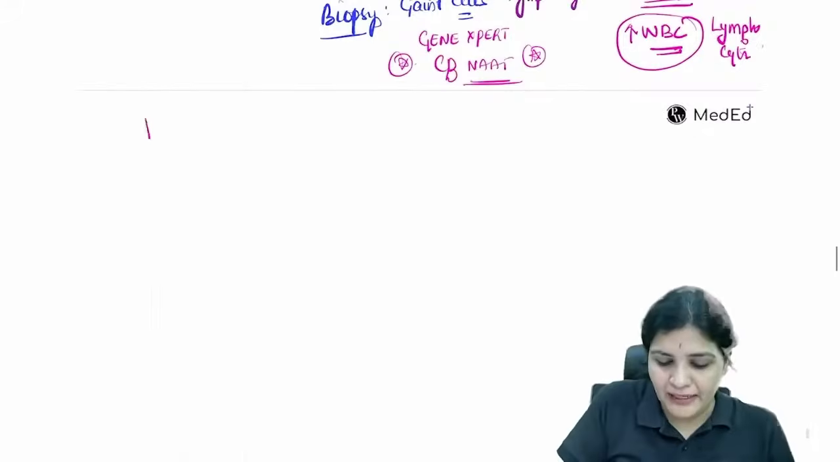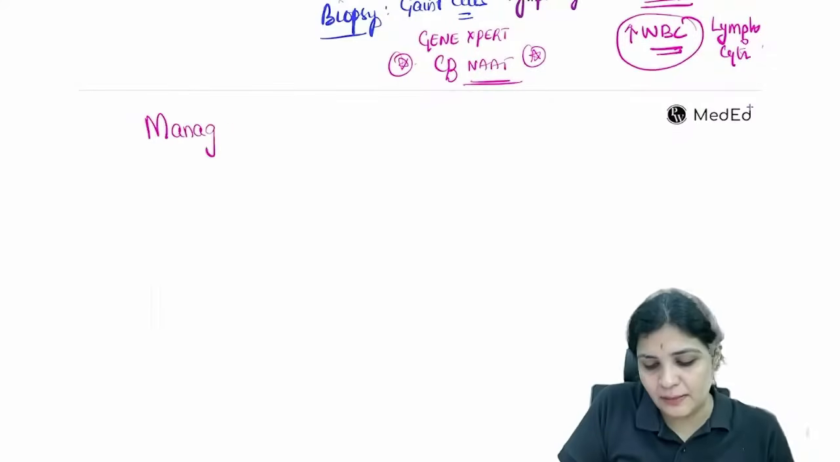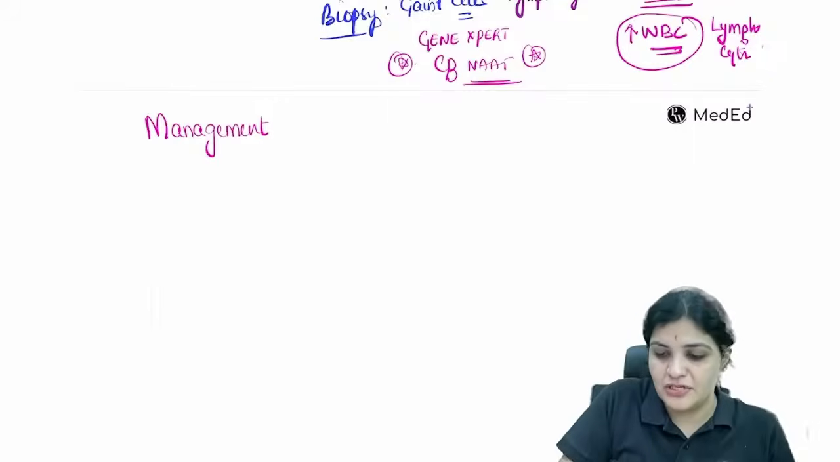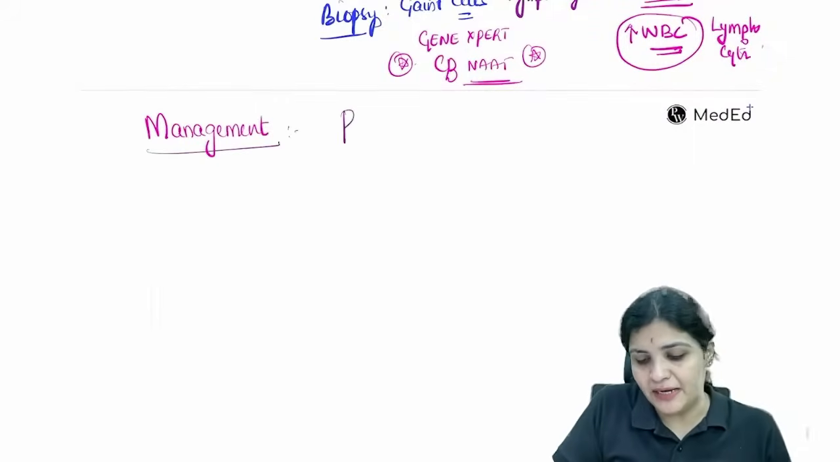And coming to the management. So management is again depending upon the stage of the tuberculosis. So sometimes the patient may land up with paralysis, so you have to be very, very careful.